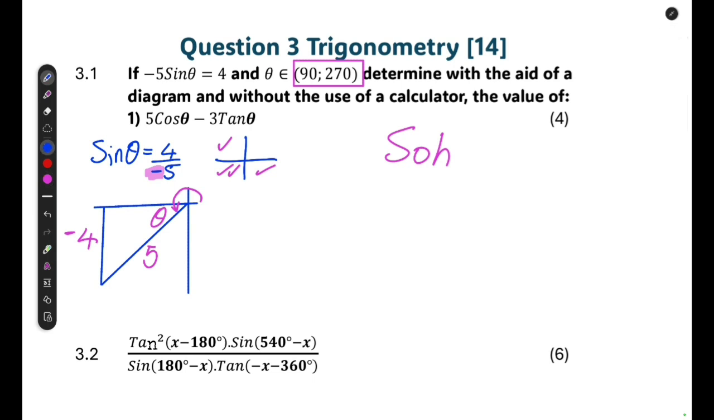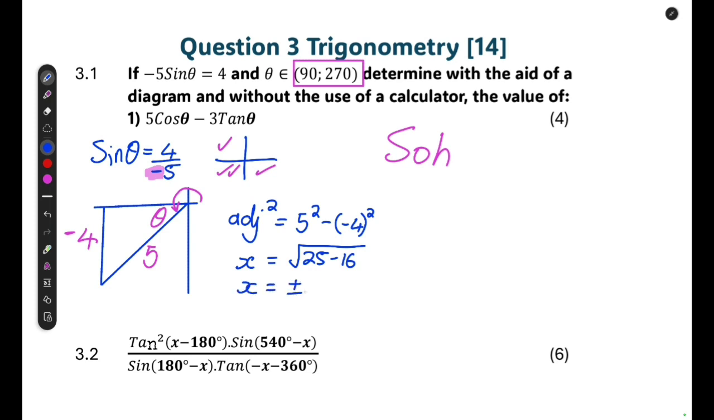Now the next step is Pythagoras. So I want to work out what the adjacent side is. And it says adjacent squared is equal to hypotenuse squared minus opposite squared. So always the hypotenuse minus the other one. Okay, so I'm just going to call this x. So x is equal to the square root of 25 minus 16, which is 9. So x is equal to plus or minus 3.